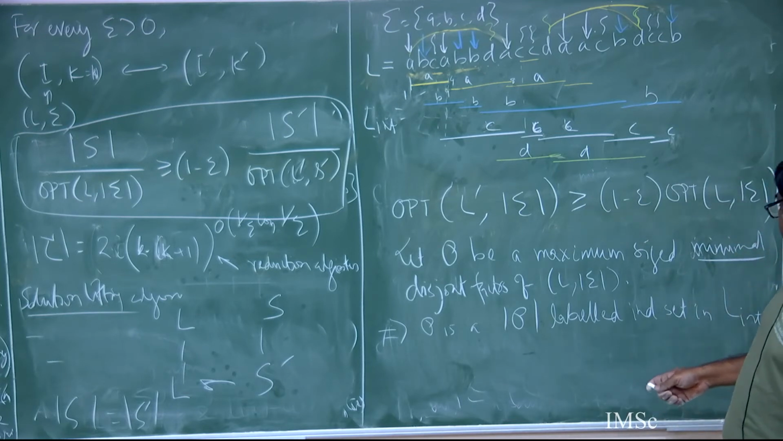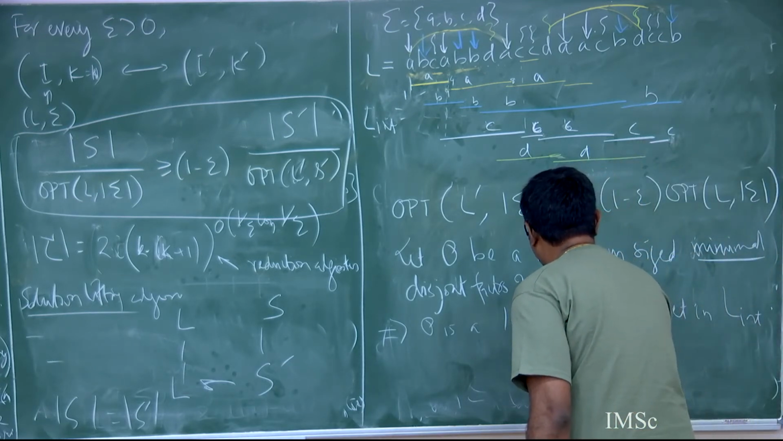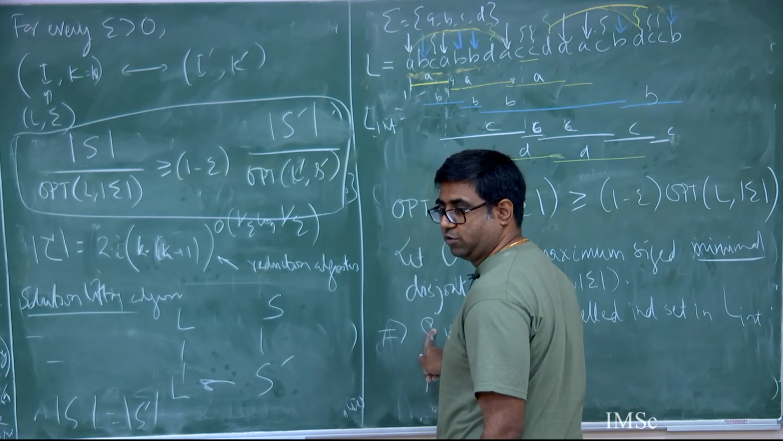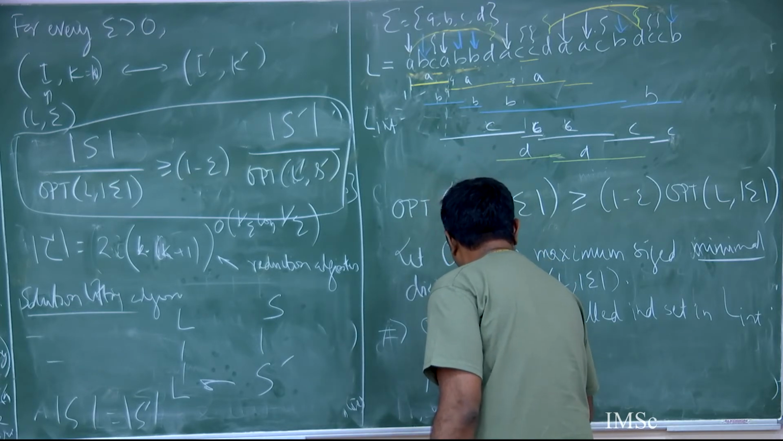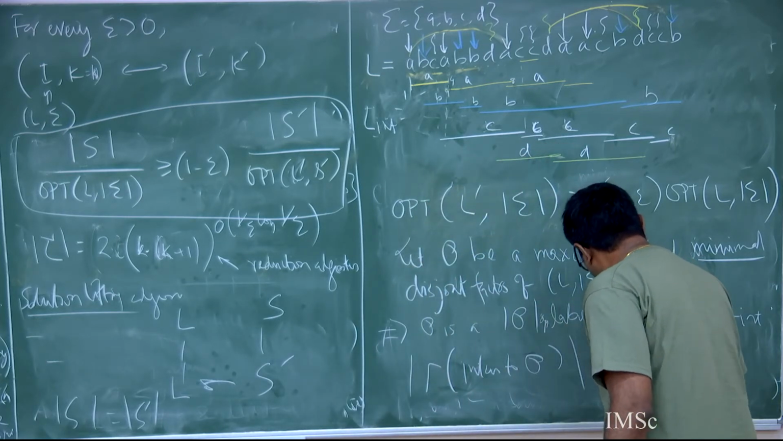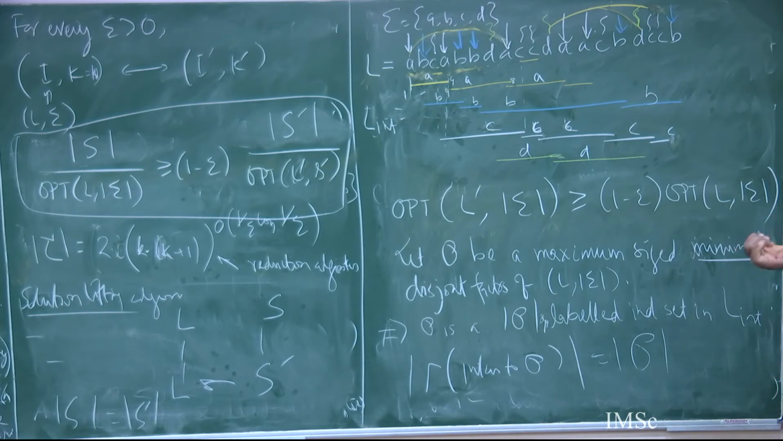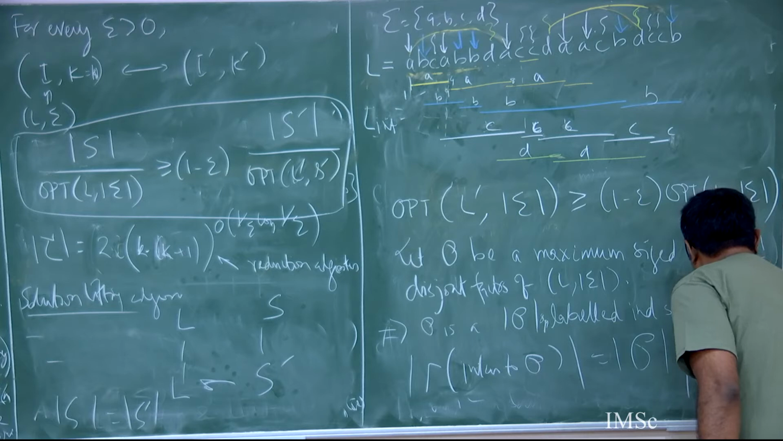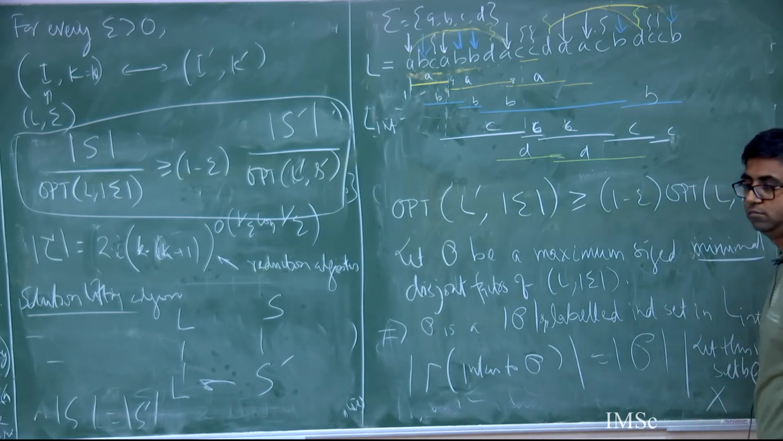P is a maximum size labeled independent set, or in our word, what will be this? Look at the interval corresponding to P, gamma of the interval corresponding to P. If I look at the size of that, this is exactly equal to the size of P. This is what I want to say, because you have a different string for different labels, they form an independent set, so you have just picked up this thing. Fine, P is a P limit, okay, let this independent set be X.